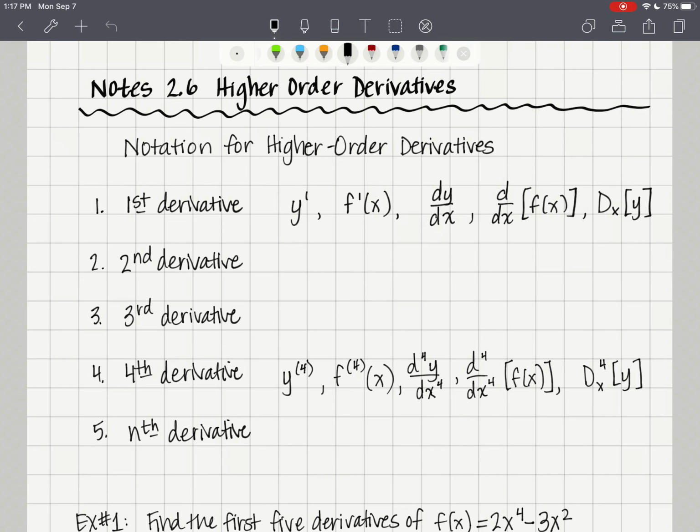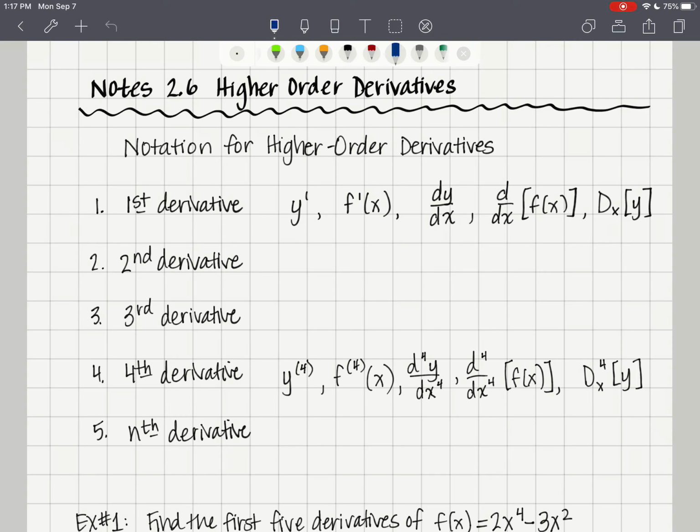So d dx. And then we've never used this last one, and we probably never will, but maybe when you take Calc 3 or a differential equations class, that's probably where you'd see it. D sub x of y. It's another way to say the derivative. So what would we use for the second derivative?